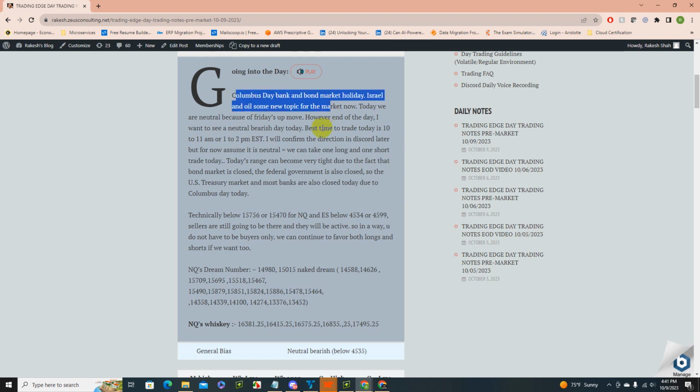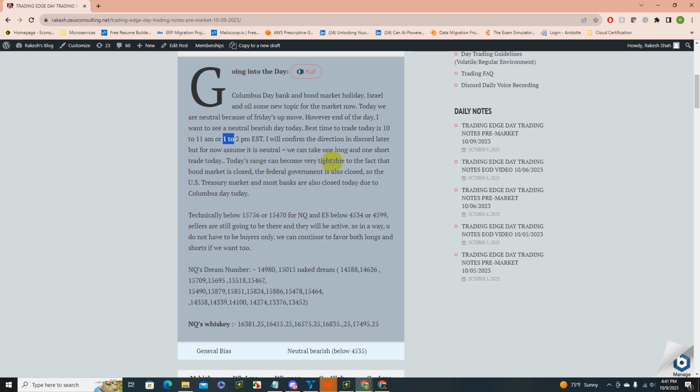Otherwise I would have said stick with longs, but because of all these things, the market may not move a lot today. However, end of the day I want to see a neutral bearish day today, or neutral but not neutral up. Now, the best time to trade today is 10 to 11 and 1 to 2 p.m. Trade means you can take your entries, exit is up to you. I will confirm the direction in Discord later, but now assume it is neutral.